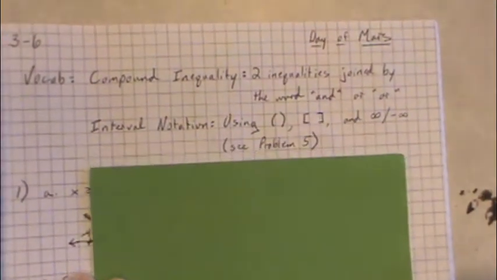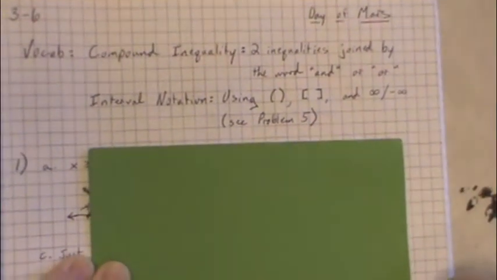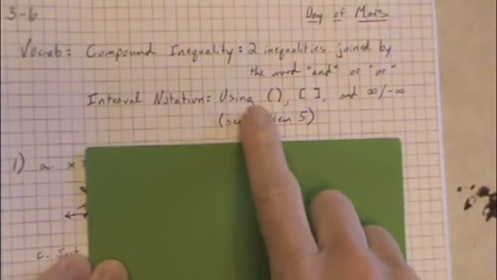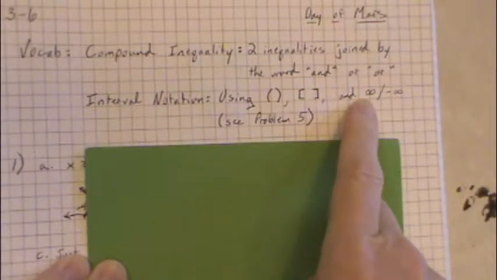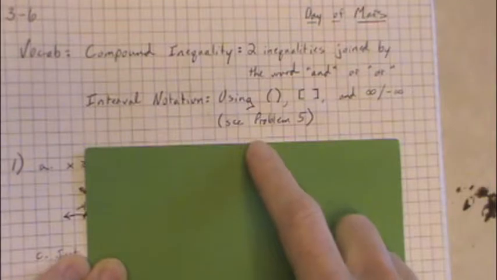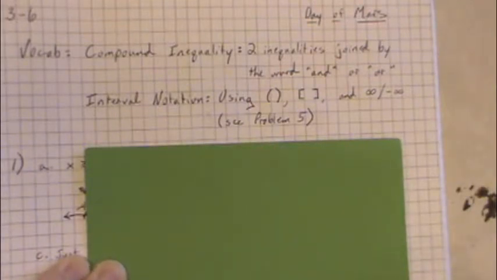Your other vocabulary word is interval notation, which is basically a notation that uses those symbols, and I'm not even going to try to explain it until we get to problem 5 because it's kind of hairy. So take a look at problem 1 on the top of page 201.